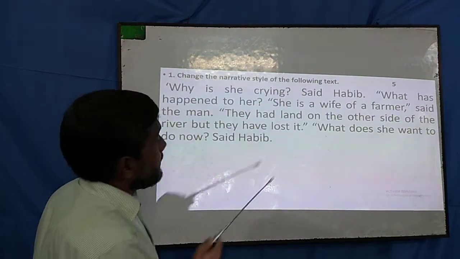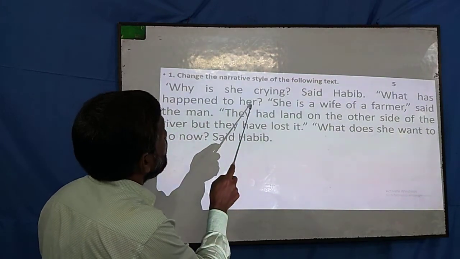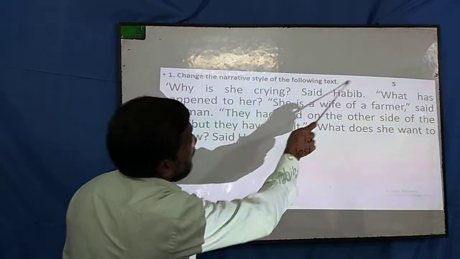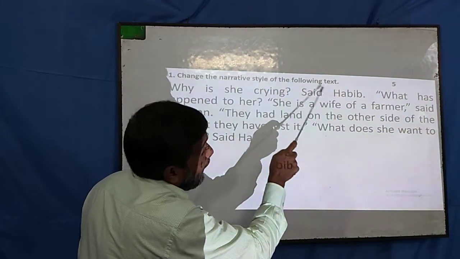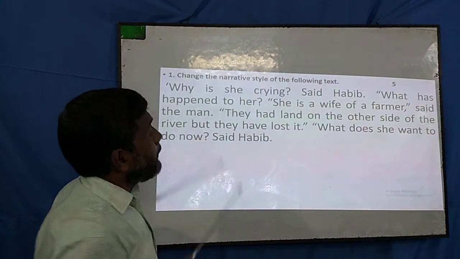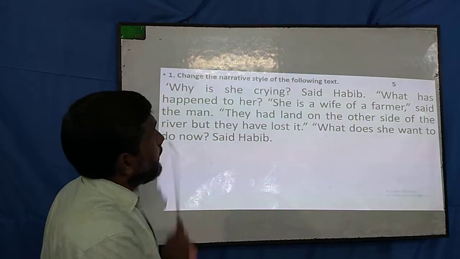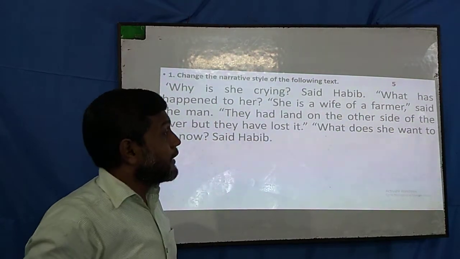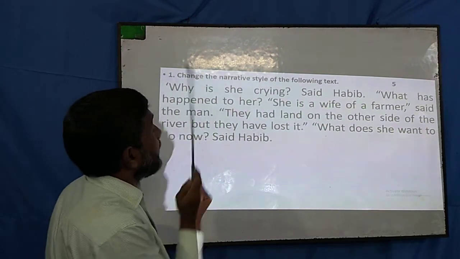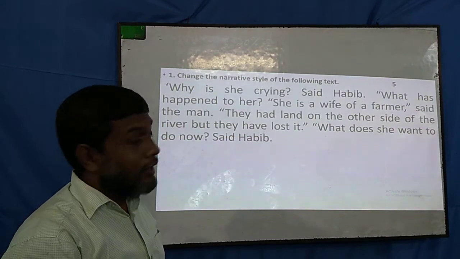Then you will read the next sentence: "What has happened to her?" Again, if you read the reported speech, you can easily understand that this very person is the speaker of this statement again, and this very man is the listener, and this is the second speech of Mr. Habib. So I will write.